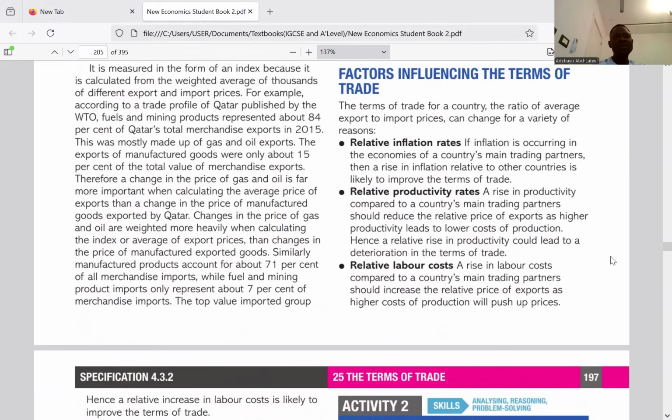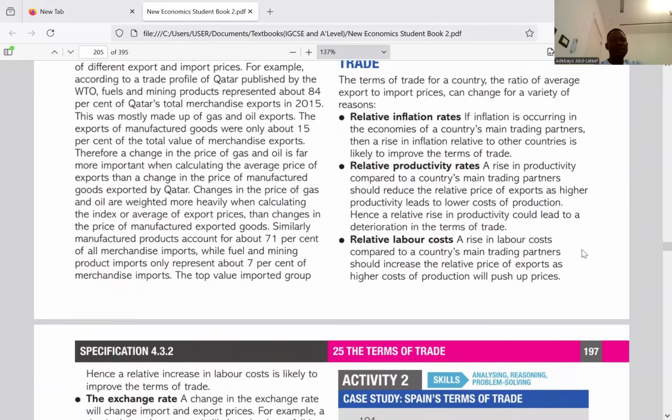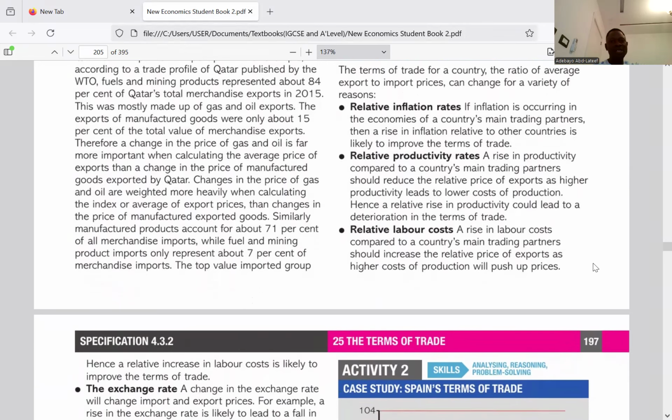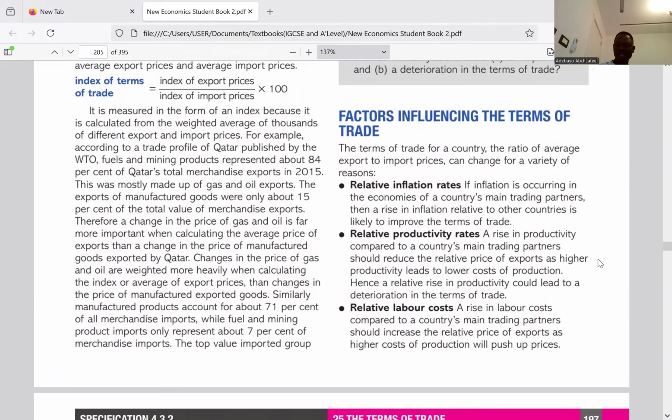Okay, so it is measured in the form of an index because it is calculated from the weighted average of thousands of different export and import prices. For example, according to a trade profile of Qatar published. But the point about terms of trade is we are measuring the amount of exports relative to the imports of a country. It's not the rules of trade, no, terms of trade. It's about the index.